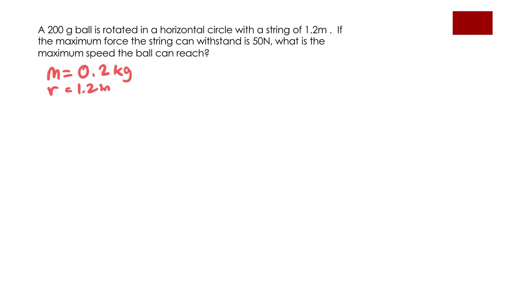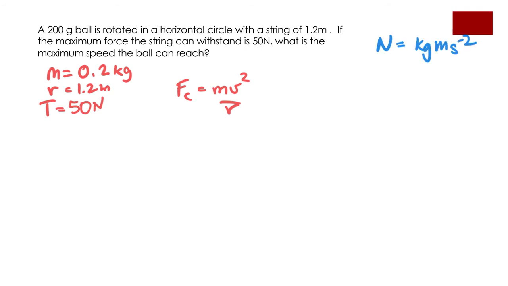Okay, so let's start with our equation for centripetal force, mv squared over r. In this case, the centripetal force is going to be caused by the tension, which we know is a maximum of 50 newtons. If you notice here, I have written my mass in kilograms, and that's because hidden inside those newtons we know are kilograms, meters, and seconds. So if you left it as grams, you're not going to get the correct answer.